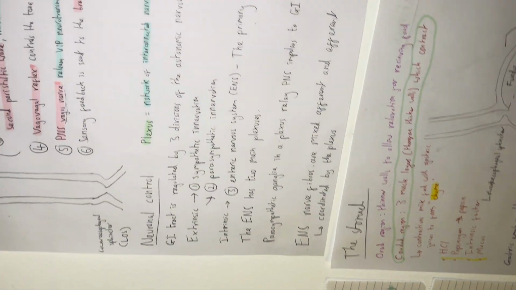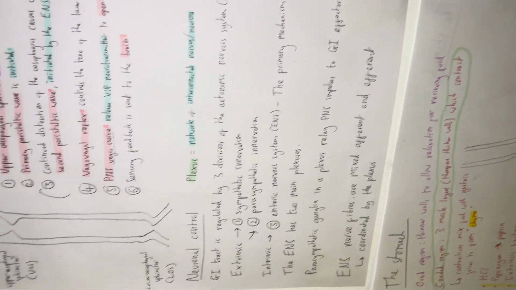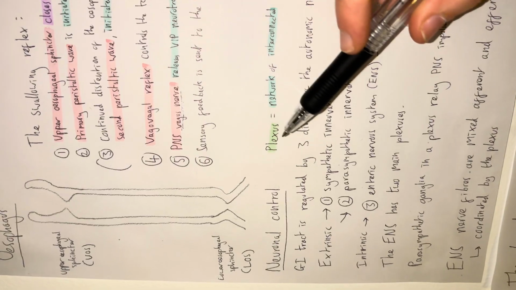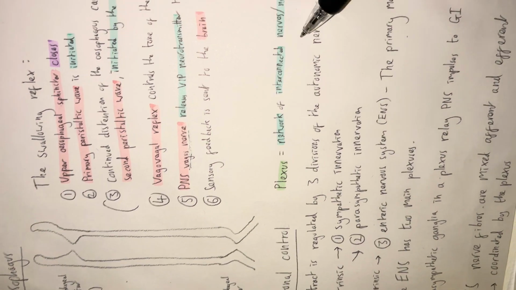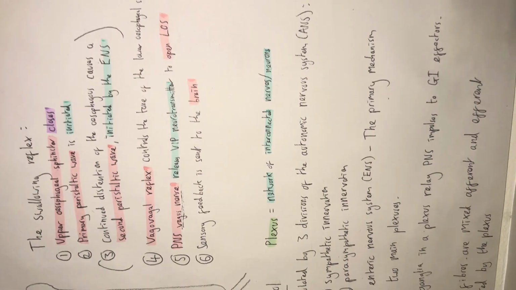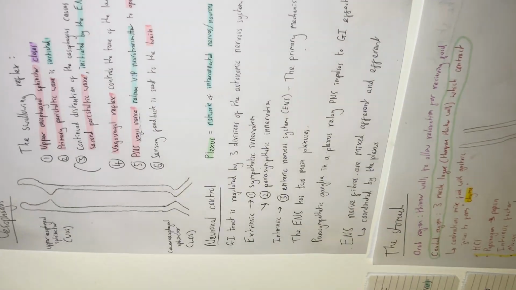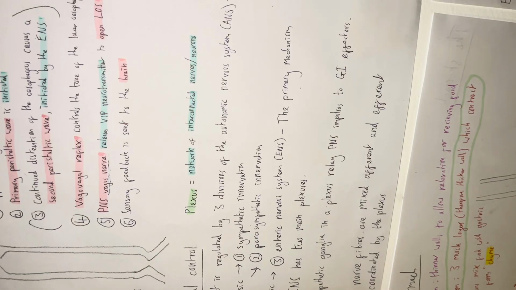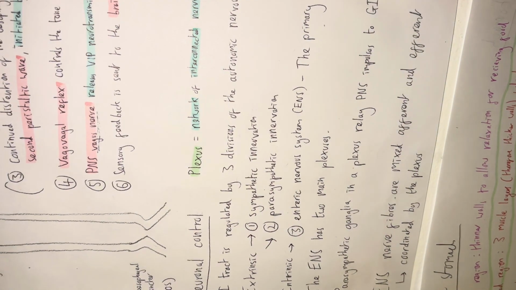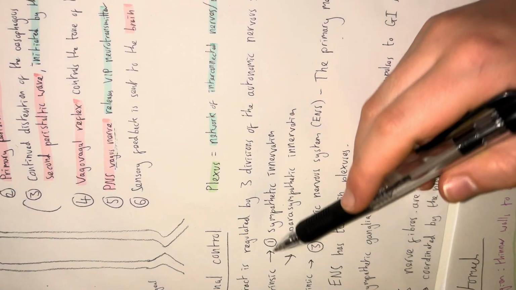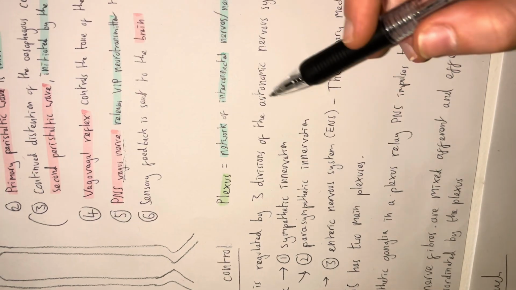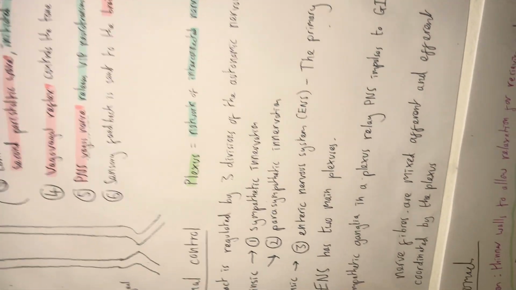Now, finally, for the neuronal control. So a quick definition here, a plexus is a network of interconnected nerves or neurons. So I haven't quite highlighted this, but I can do this along with everything. So the GI tract is regulated by 3 divisions of the autonomic nervous system. So that is parasympathetic and sympathetic. Let me get my highlighters out.